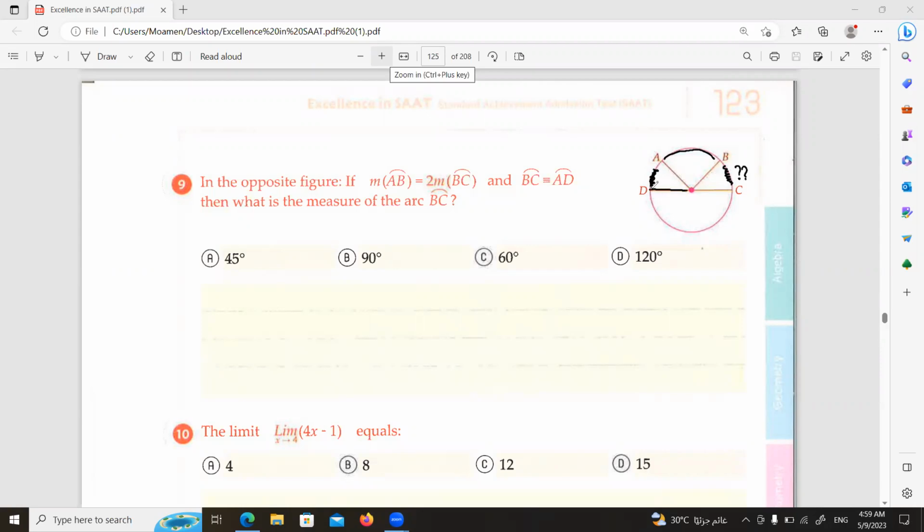Of course, we work in a semicircle because this line, DC, is a diameter. In the semicircle, we have 180 degrees for the total. This 180 is divided into 4 equal parts. How, mister? This part means twice the other, so it takes 2, and this takes 1 part, and this is equal to 1 part. So we have 4 parts; divide 180 by 4, so each part is 45. This is 45 degrees, this is 45 degrees, and this is 90 degrees. I need BC, which is 45, and the answer is letter A.